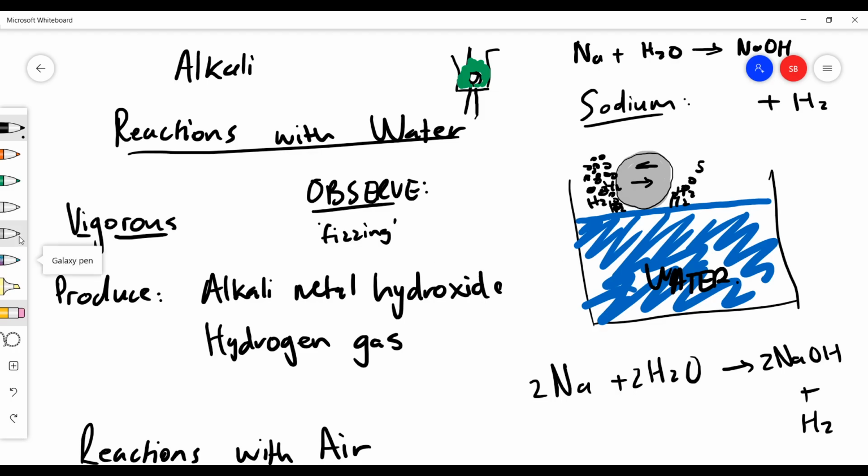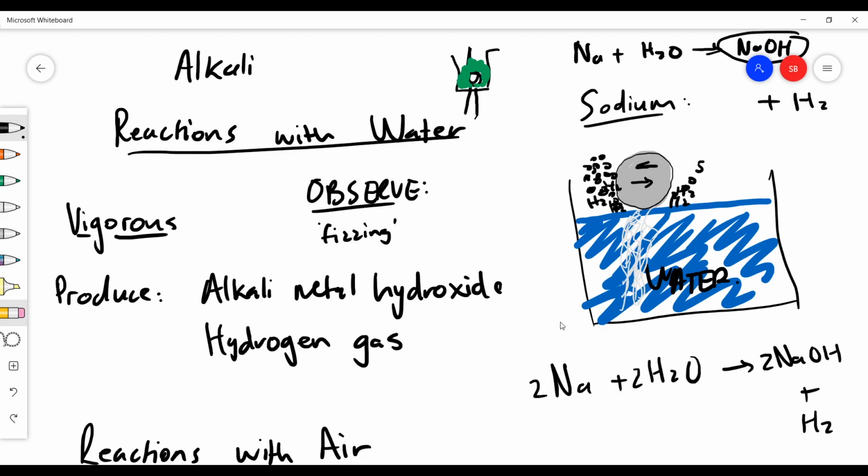Of course, the sodium hydroxide is going to start to form, and you start to see this white trail of sodium hydroxide that obviously dissolves in the water and forms these ions, sodium and hydroxide ions, and so you'll observe that for sure.